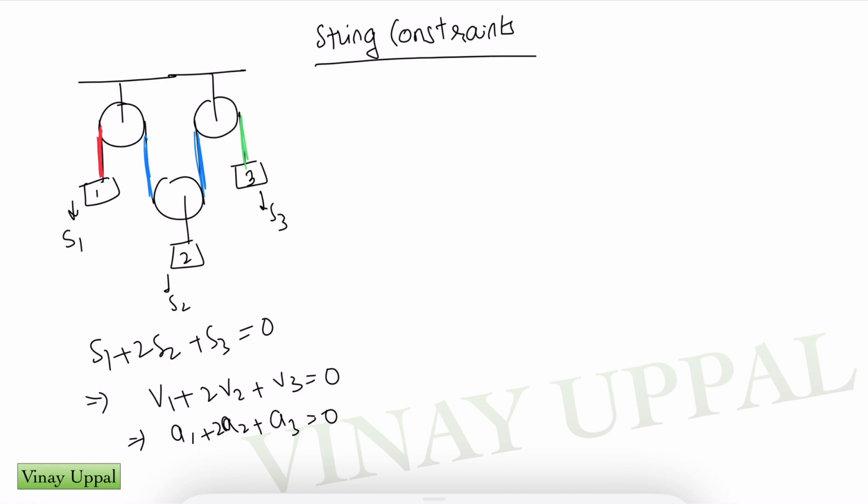So obviously not all these quantities can be positive, but it doesn't matter. The final answer will tell us which one is negative, so we don't have to worry about figuring out at the beginning which block is going up or which block is going down. Now when you have multiple strings involved, it is easier to use the concept of the virtual work method.